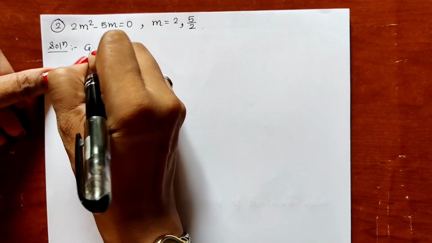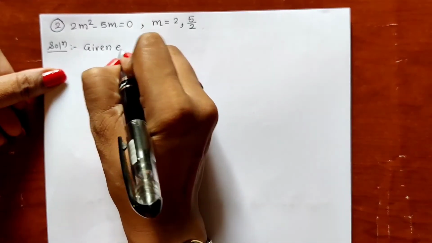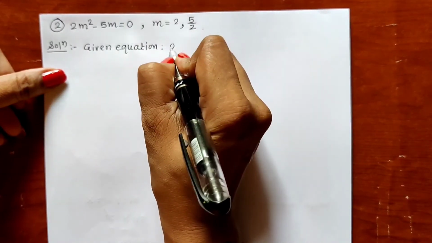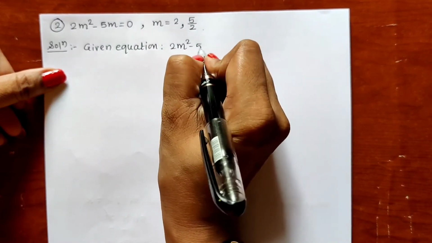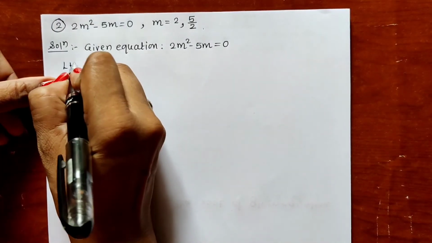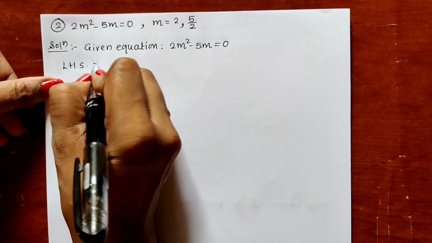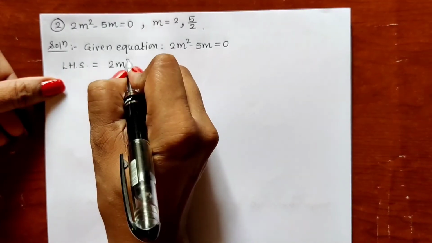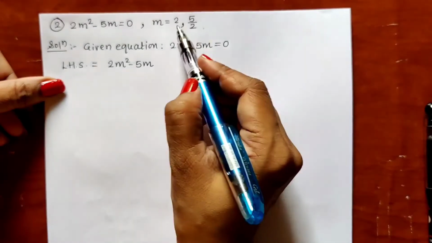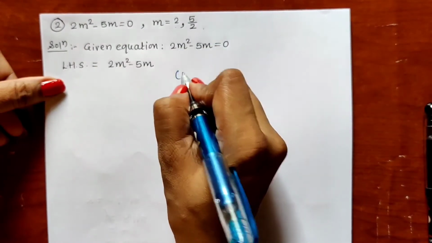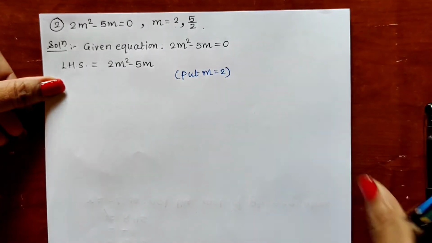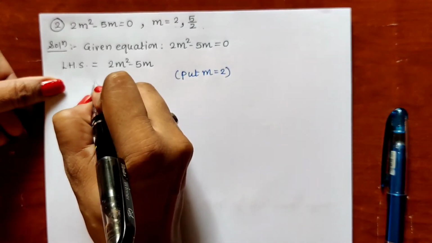If you want, you can start with the given equation 2m square minus 5m is equal to 0, and then you can write the left hand side. Left hand side is equal to 2m square minus 5m. Now we will put m is equal to 2 first. Okay, first value. Put m is equal to 2. So in place of m, we will be writing 2.